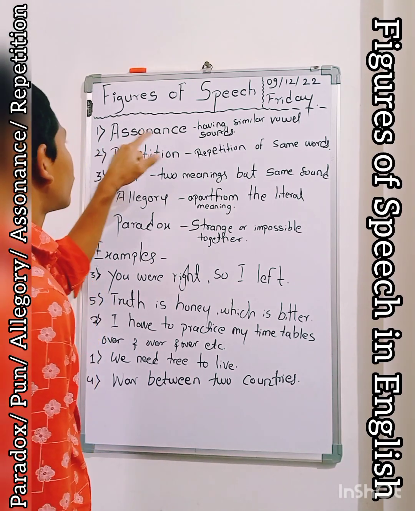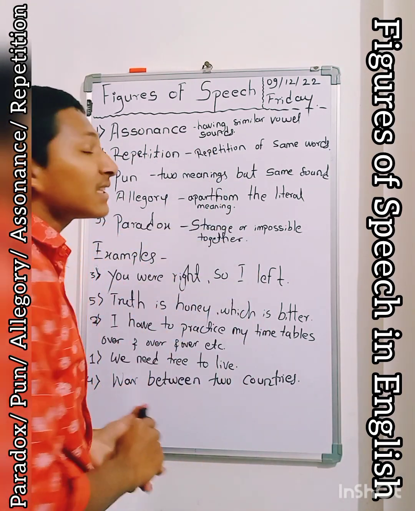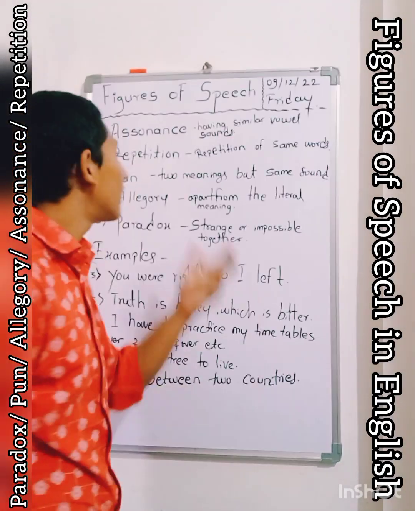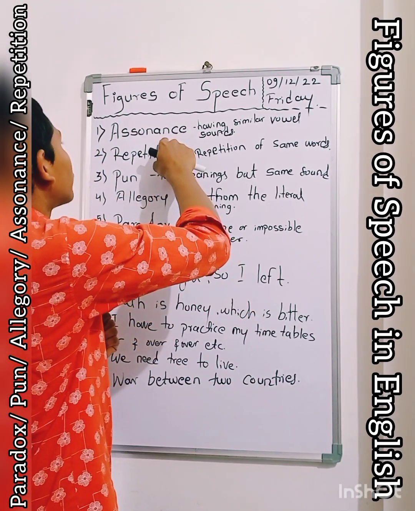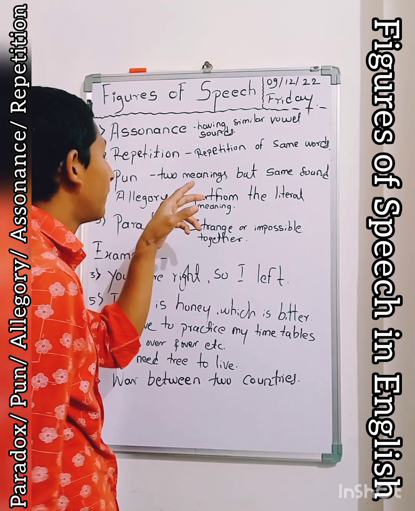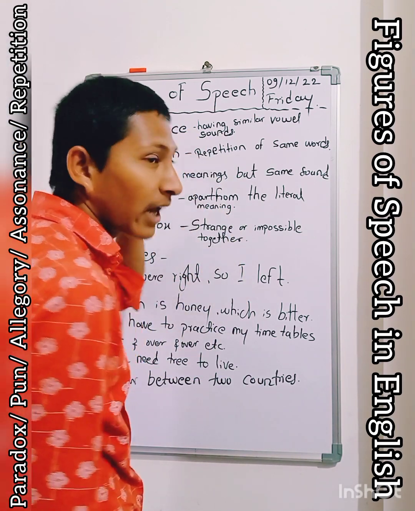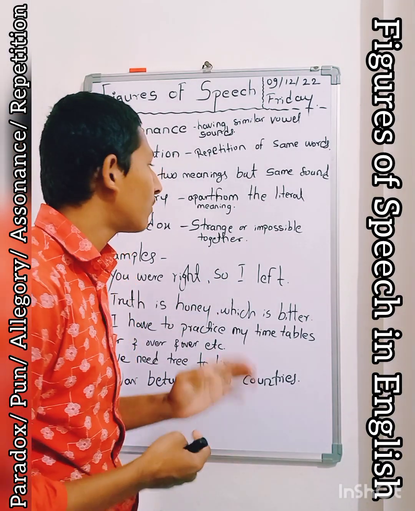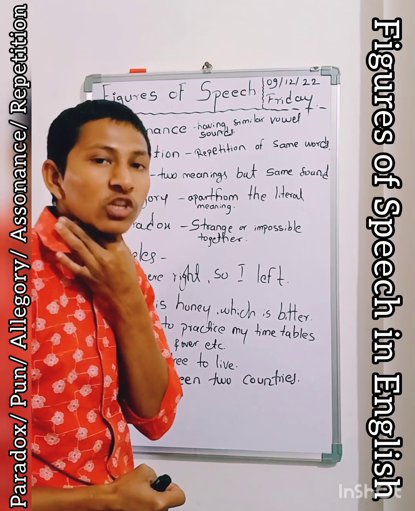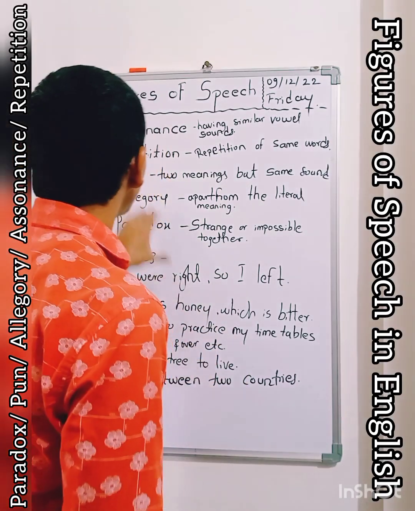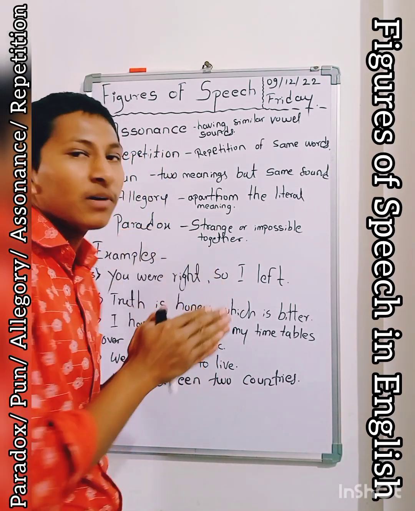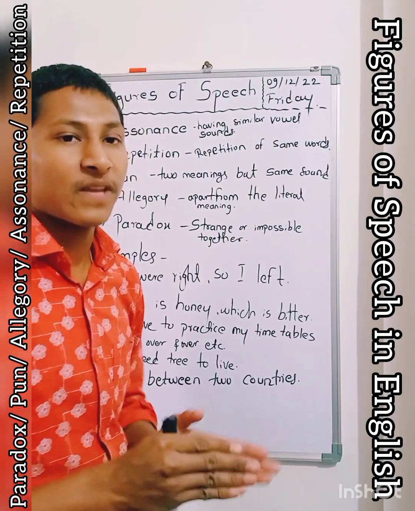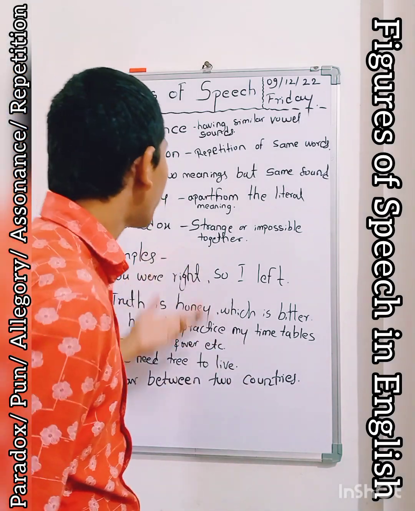Now the first one is assonance. What is assonance? We have to understand that clearly. Assonance is also one of the renowned figures of speech. As I have already mentioned, near about 100 figures of speech are there, and in a short time, day by day, we will reach those 100 figures of speech.